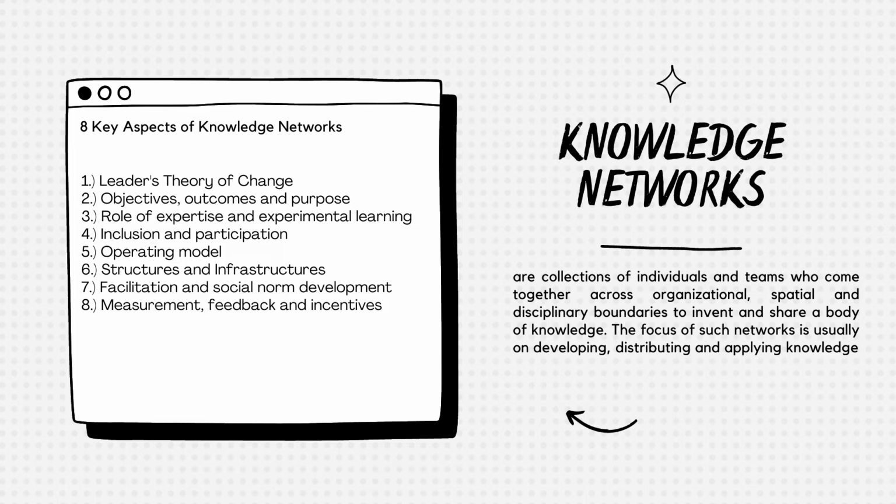And since we are talking about knowledge networks, according to Pew and Prusak, knowledge networks have 8 key aspects that span the strategic, structural, and tactical levels of an organization. So for the first one, we have the leader's theory of change. It pertains to the initial idea of the knowledge network and how members of a specific group will be affected in terms of their overall determination in solving a specific problem.